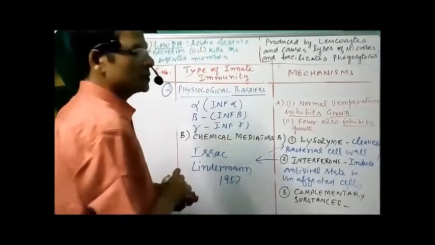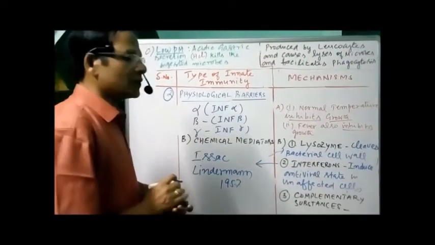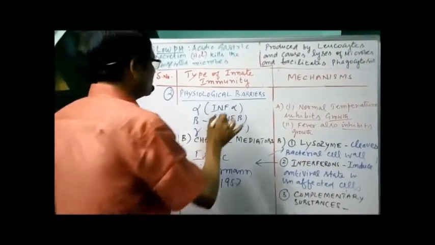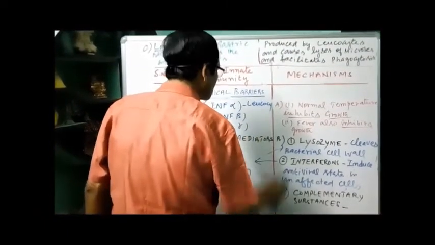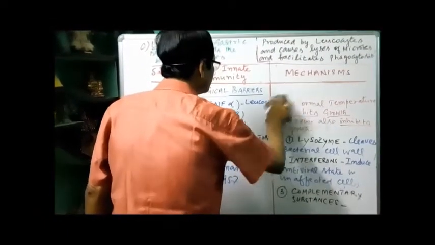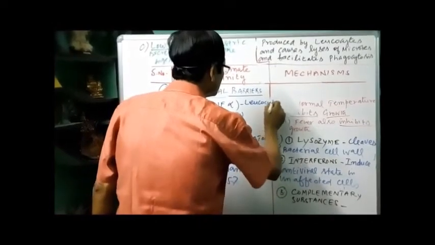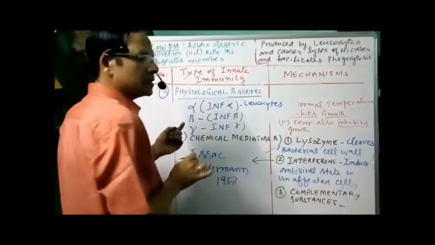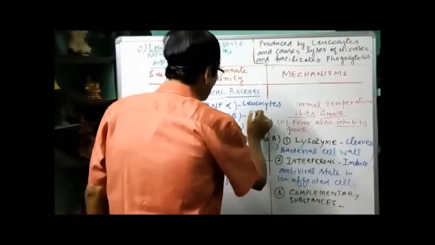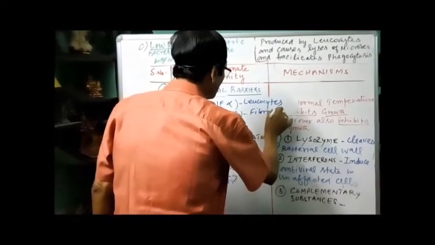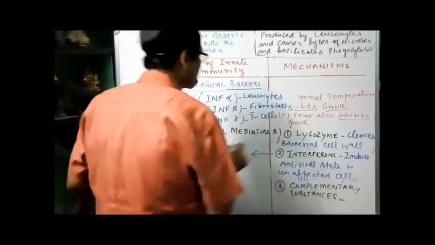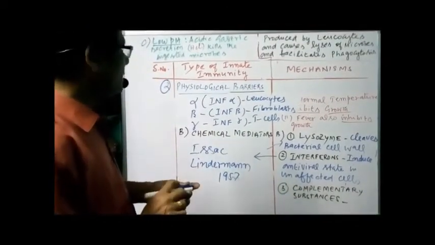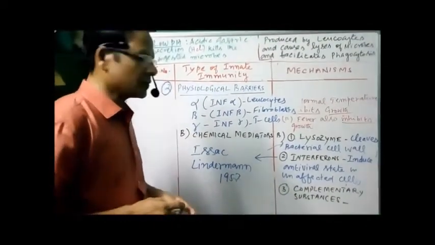So these alpha interferons are produced by the leukocytes. And beta interferons are produced by fibroblasts. And gamma is produced by the T cells. So these are the three types of antiviral proteins, namely interferons.